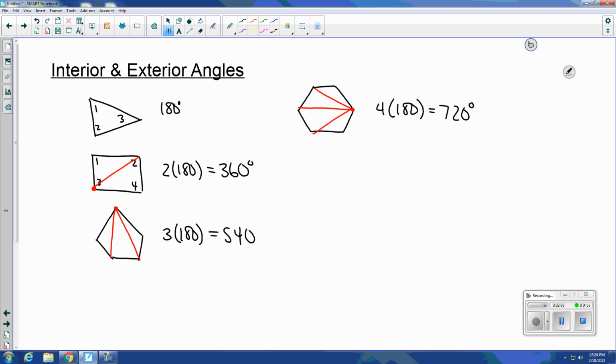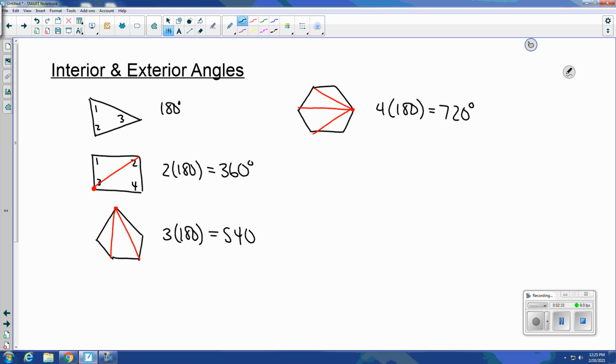So what you'll notice is the number of sides minus 3 is how many diagonals you can draw, and therefore the number of sides minus 2 is how many triangles can be drawn or formed when implementing those diagonals.